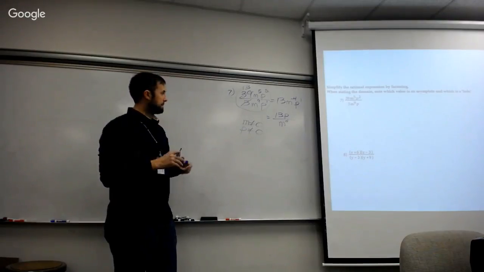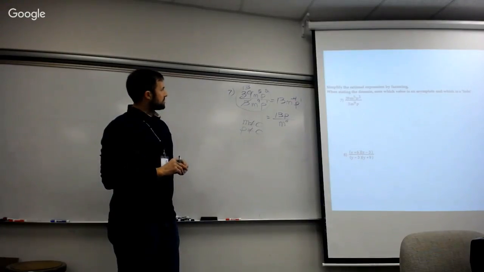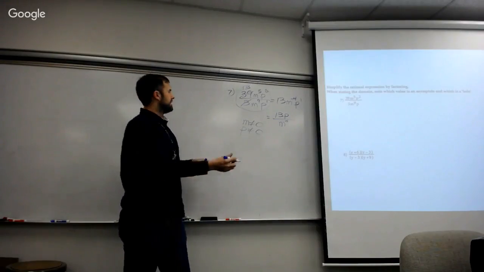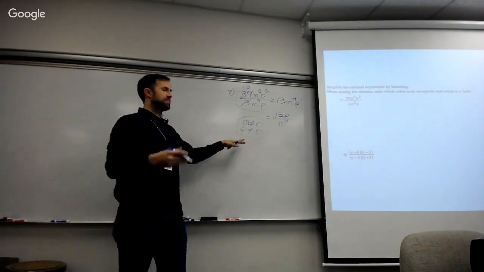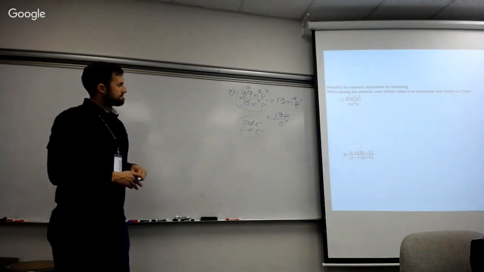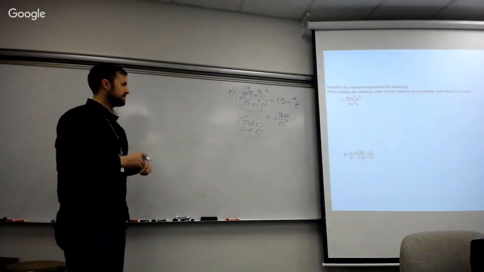Well, that's it. For this particular problem, that's it. We simplified it, and we went ahead and stated our domain. In this case, we're just stating the domain in terms of what the variable can't equal. All right, well, that's it. Number 8.